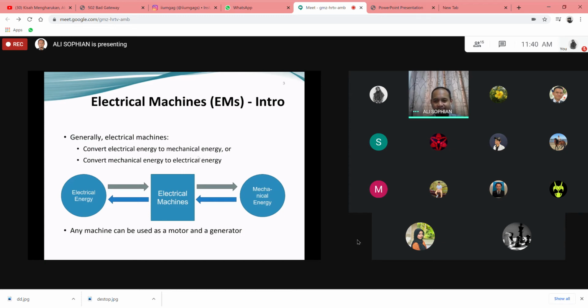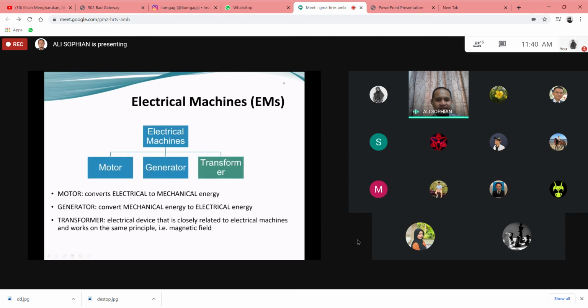Although the input and output are of the same type, we still need the transformers because it's still giving us some useful functions. Here they are, the different types of electrical machines: motors, generators, and transformers. And all these things, especially the motors, are very important elements in mechatronic systems. Most mechatronic systems will use at least one of these, especially the motors.